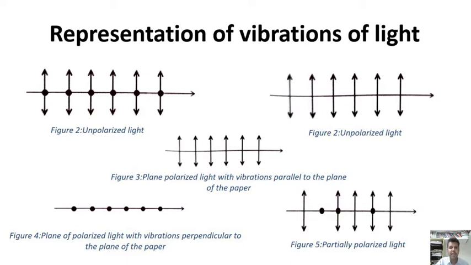So plane polarized, you see, they are having different angles. Here the vibrations are parallel to the plane of the paper. That is what we call plane polarized. Plane polarized light with the vibrations perpendicular to the plane of the paper is also plane polarized.